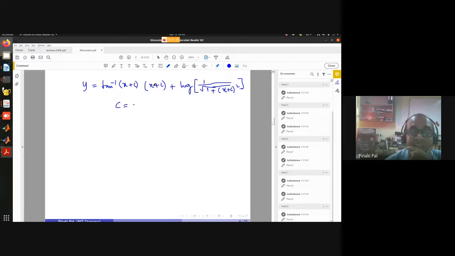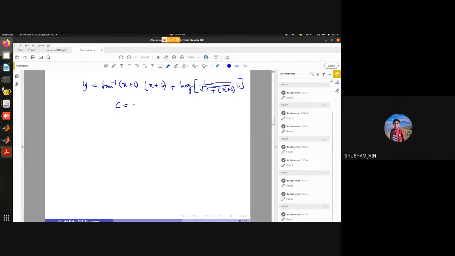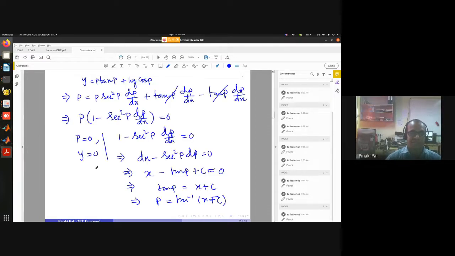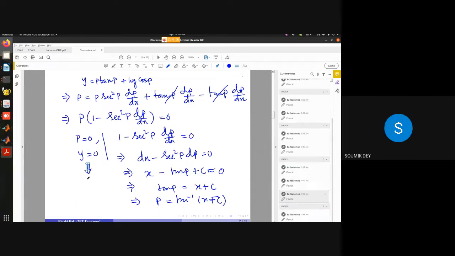So, is there any specific value of c? No, sir. x plus c can belong to minus infinity to infinity, for tan inverse. So, therefore, y equal to 0 is a singular solution. Let's see. It is a singular solution.